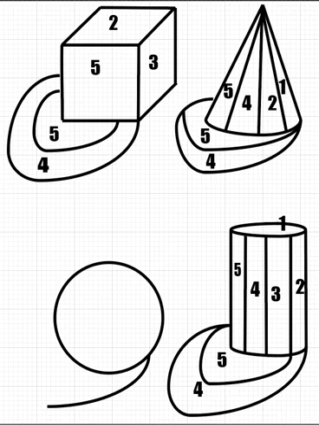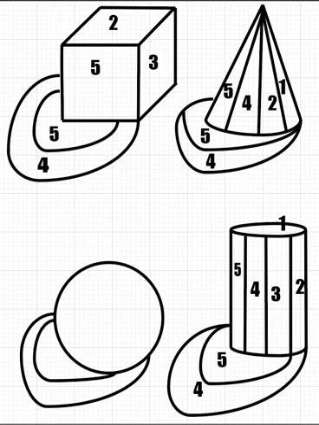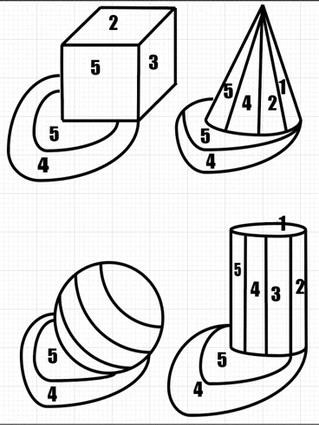And then we're going to do a cast shadow and a core shadow within the cast shadow. And just like our other two rounded forms here, we're going to put some lines on our sphere to help us with our different values. And we're going to number those sections.